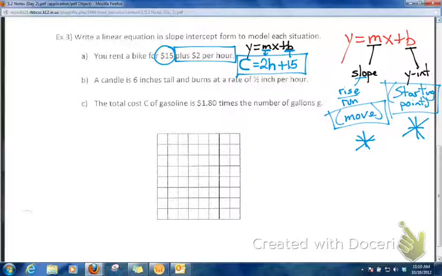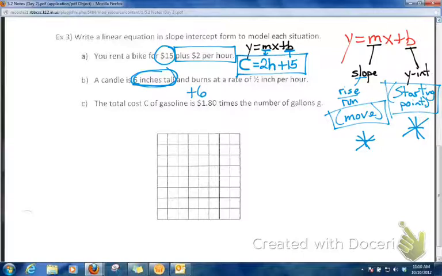A candle is 6 inches tall and burns at a rate of 1/2 inch per hour. Again, where does the candle start? Well, the candle starts at 6 inches tall. So again, in my thought process, the 6 inches is going to represent my B. I'm going to write this right here. I'm going to have plus 6 for my last part. Again, that's going to be my B.